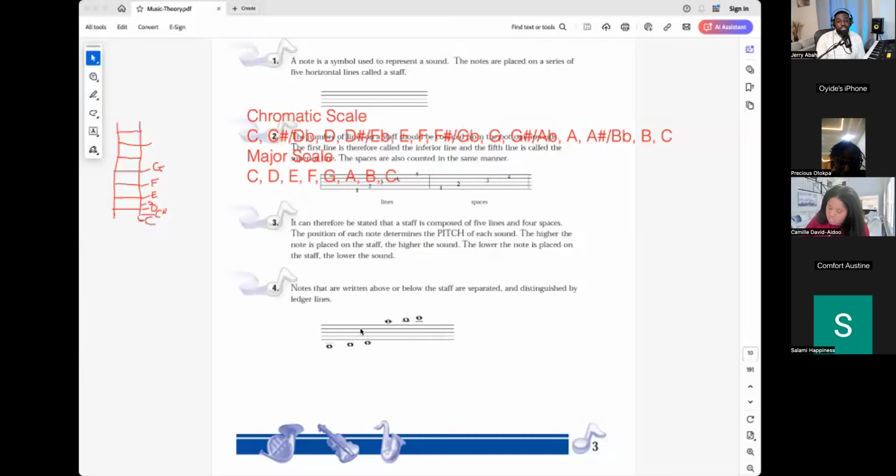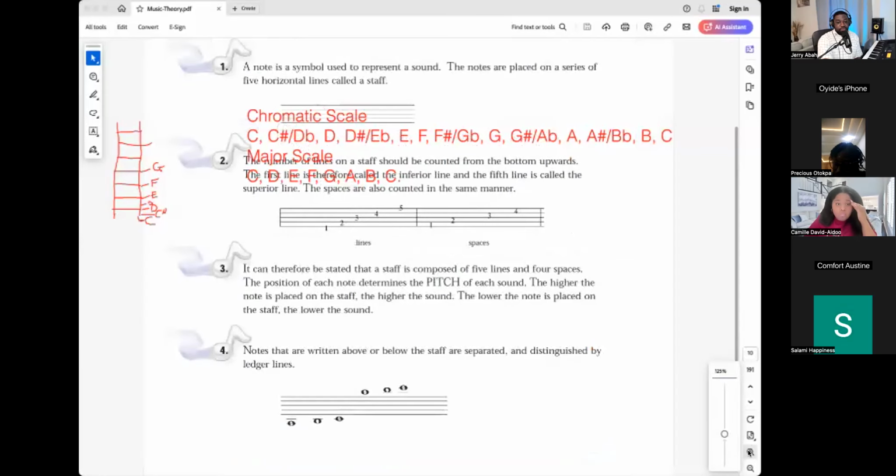Also, notes can be written above the staff or below the staff using what we call ledger lines. So let me zoom in. If you take a look at this section under number 4, you see that there is an imaginary line here. We call them imaginary lines, even though we wrote it out, it's been drawn out that you can see clearly.